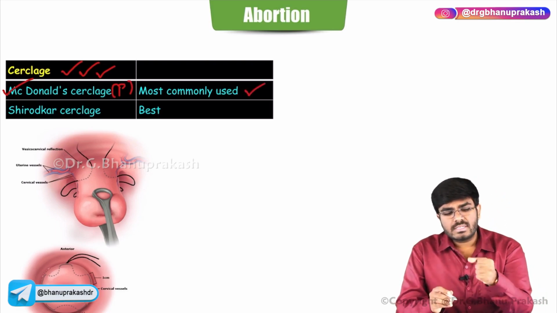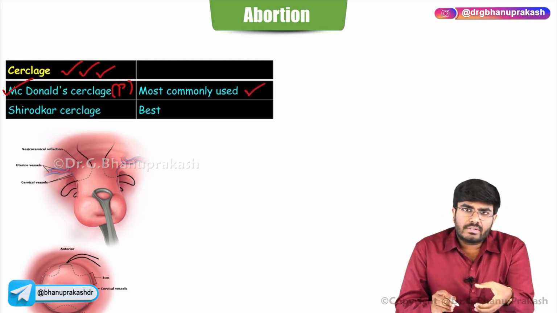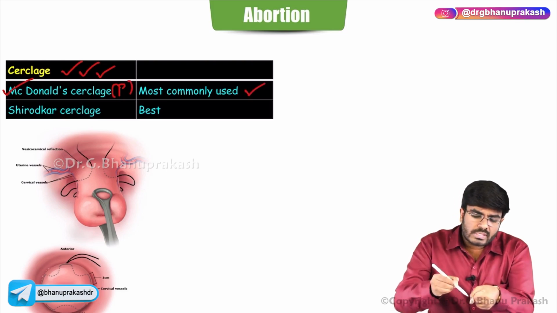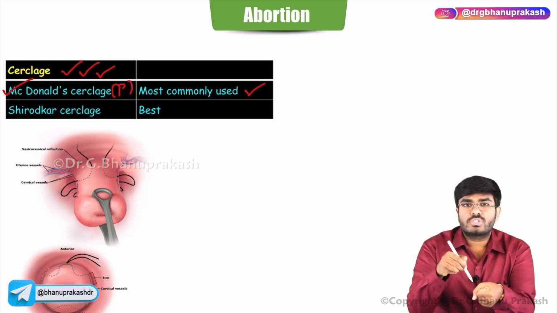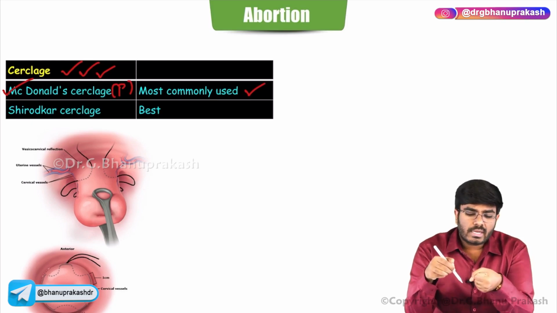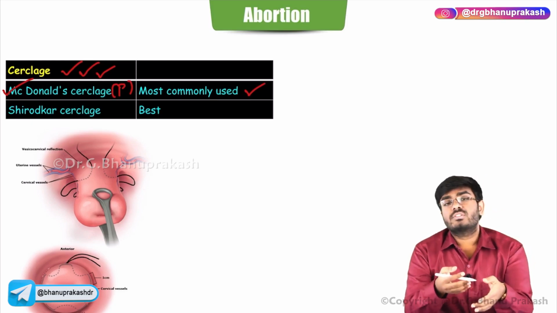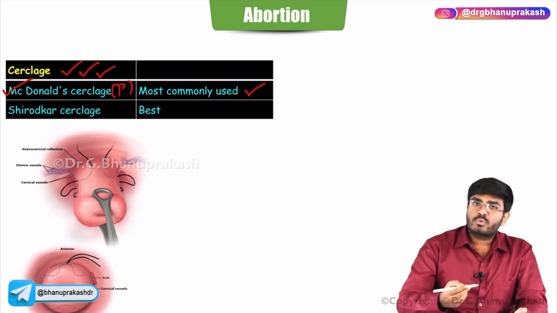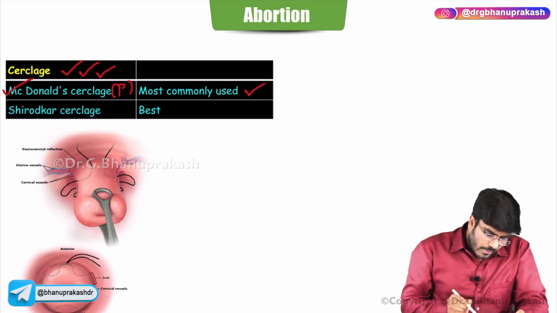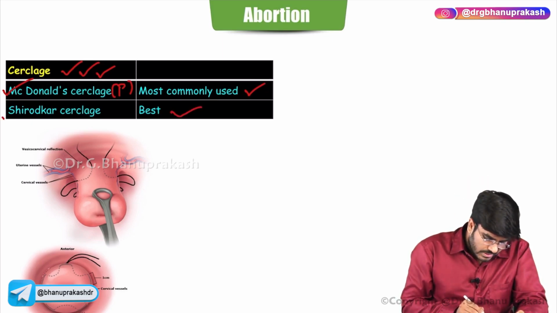What exactly is cerclage? See, cervix is getting dilated, right? What we are going to do is put sutures, put stitches so that the cervix won't dilate. That's what is known as the cerclage. McDonald's cerclage, most commonly used one, most preferred one. But the best cerclage is Shirodkar cerclage.